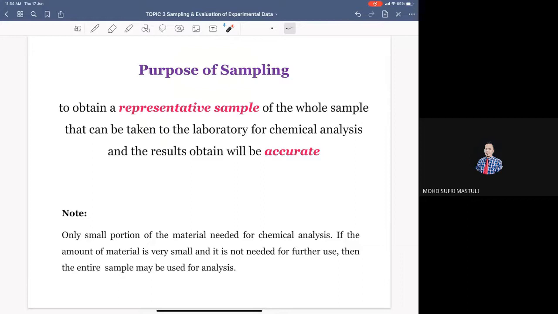All right. What is the purpose of sampling? The purpose of sampling is to obtain the representative sample. As I mentioned, we want to get a sample representative of the whole population that can be taken into the laboratory for chemical analysis, and the results that we obtain will be accurate. Normally, during chemical analysis, only a small portion of material is needed. If the amount of sample is very small and not needed for any further use, we can use the entire sample for the analysis.